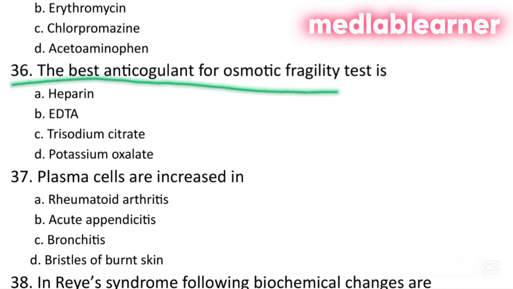36. The best anticoagulant for osmotic fragility test is A. Heparin, B. EDTA, C. Trisodium citrate, D. Potassium oxalate. And the best anticoagulant for osmotic fragility test is A. Heparin.